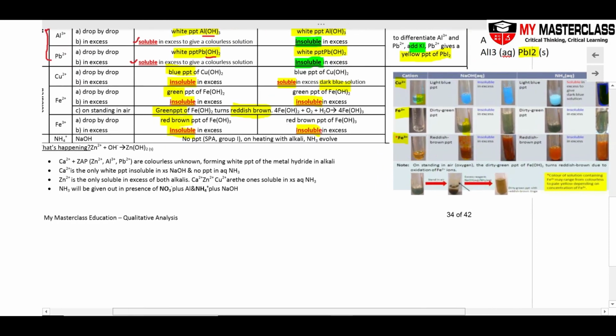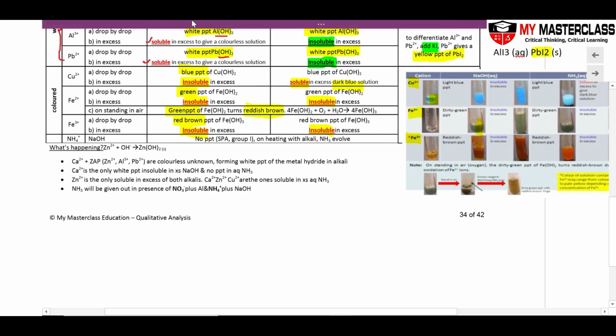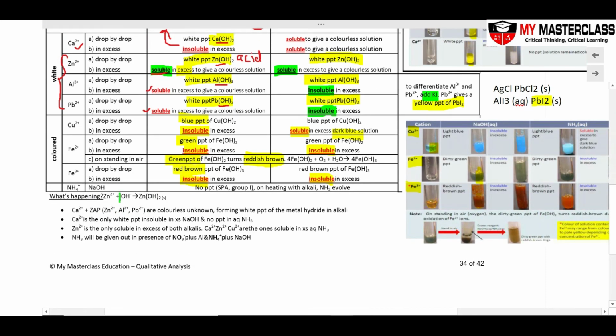Okay, so most important thing over here, right? Please know, since I'm trying to identify my cations, I'm trying to identify the positive ions. The positive ions will partner the OH minus, and these will give me the precipitates. Your precipitates that you see are all the hydroxides. Calcium and the Zn are colorless, right? They form white precipitate. Calcium is the only white precipitate that is insoluble in excess NaOH, and there's no precipitate in NH3. Zinc is the only one that's soluble in both the alkalis.